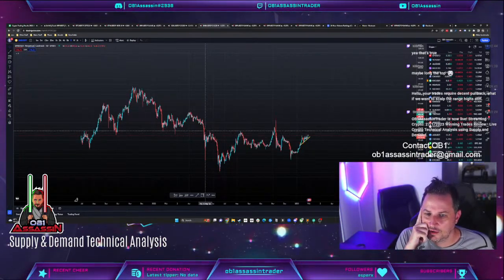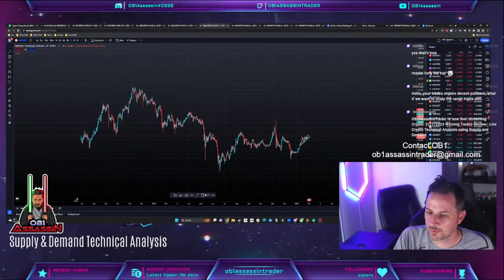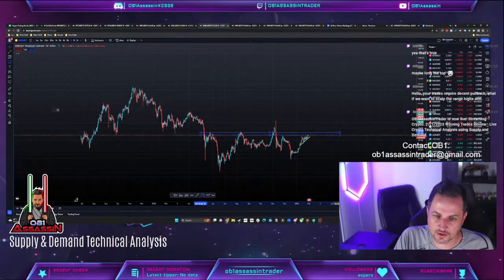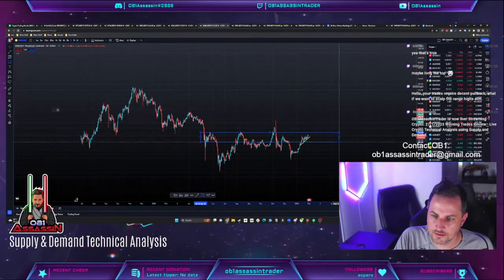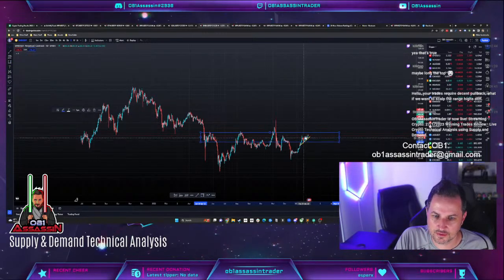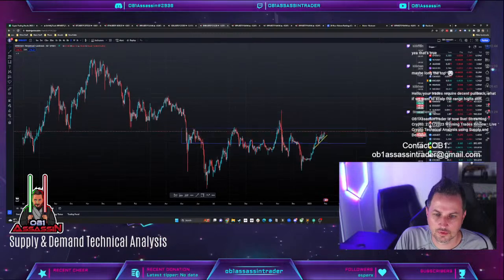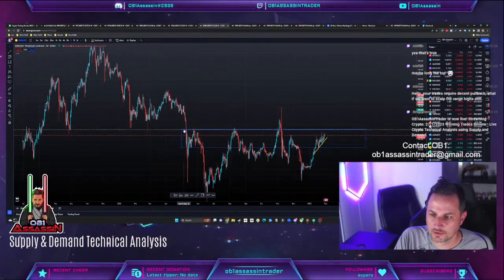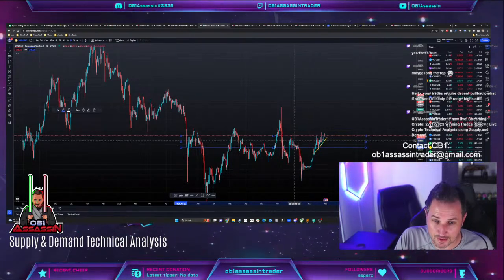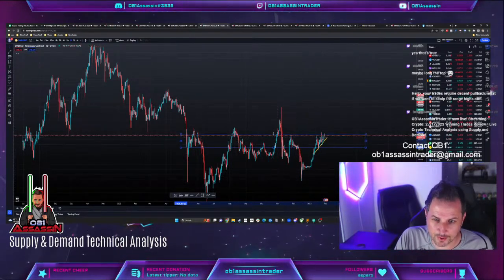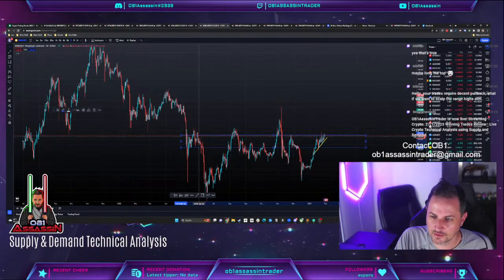Alright, we have a kind of congruent area of resistance on the dailies. You can see we've kind of just been in on that for a while now. And then we've broken free of that from the left. It's completely broken, which is great.